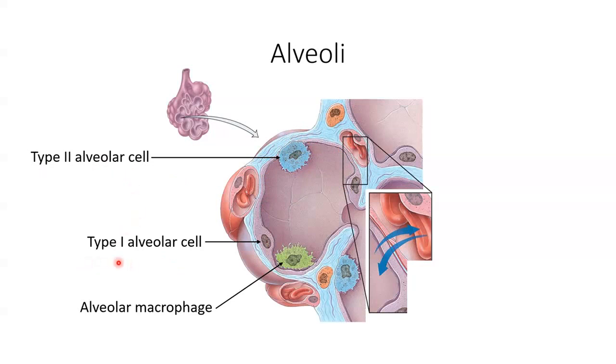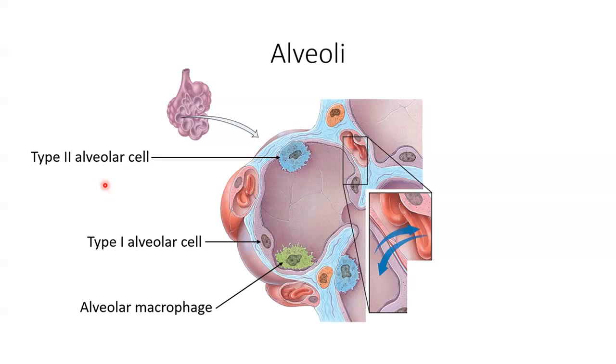Now, the type 1 cells are the main sites for gas exchange. Our type 2 cells, which, as I said, are more round or cuboidal in shape, also have microvilli on the surfaces. They secrete an alveolar fluid, which keeps the surface between the cells and the air moist.